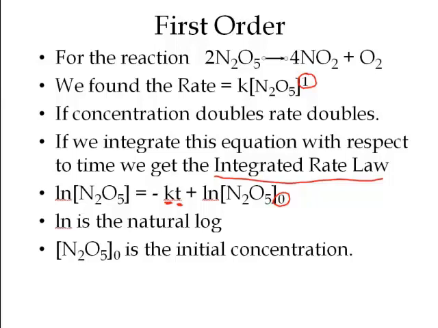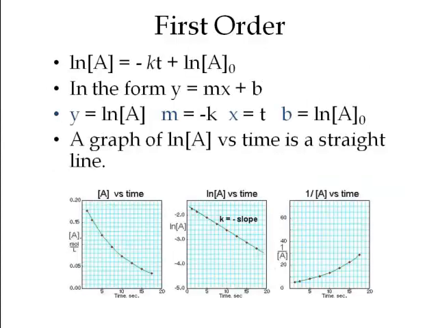If we look at the possible plots, we get these three graphs. We get a curve if you plot the concentration versus time. We get a straight line if you plot the natural log of the concentration versus time. And we get a curve going up if you plot 1 over the concentration versus time.